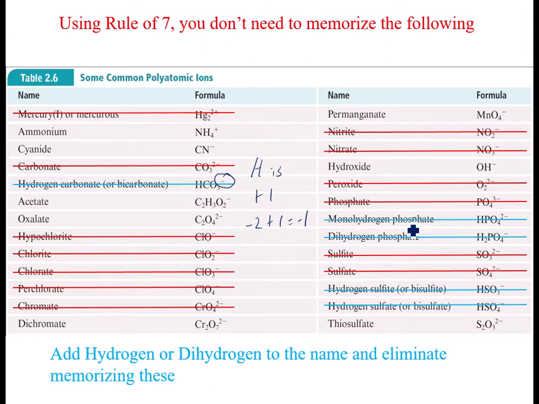I have monohydrogen phosphate because the phosphate is PO4 3-, so I can add 1 hydrogen, it becomes a 2-. I add 2 hydrogens by saying dihydrogen, and it becomes just a 1-. I have hydrogen sulfide, so all I did was I added hydrogen to this one, and I got this one. Again, it went from a 2- to a 1-.